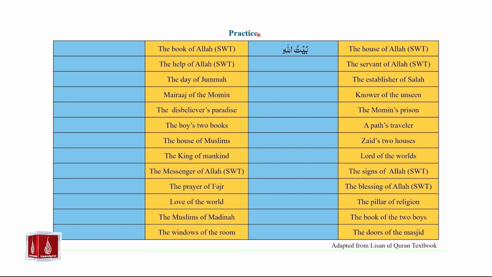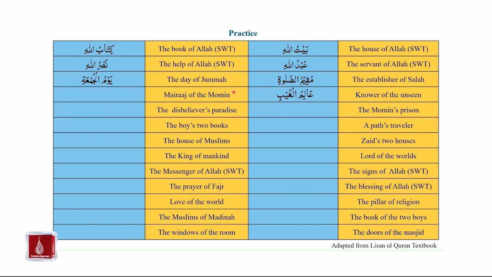Baytullahi. The book of Allah. Kitabullahi. The servant of Allah. Abdullahi. The help of Allah. Nasrullahi. The establisher of Salah. Muqimus Salati. The day of Jummah. Yawmul Jum'ati. Knower of the unseen. Alimul Ghaibi.